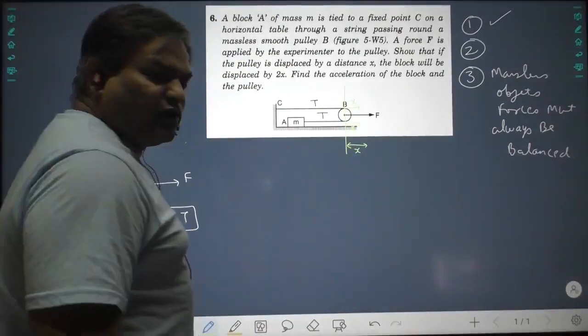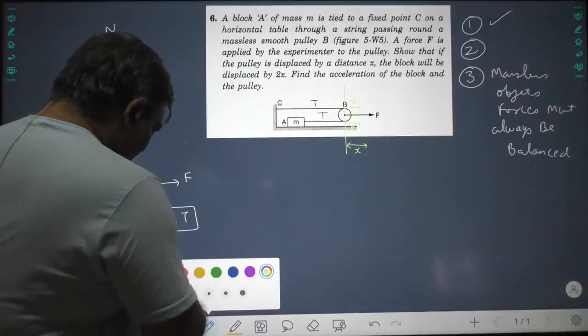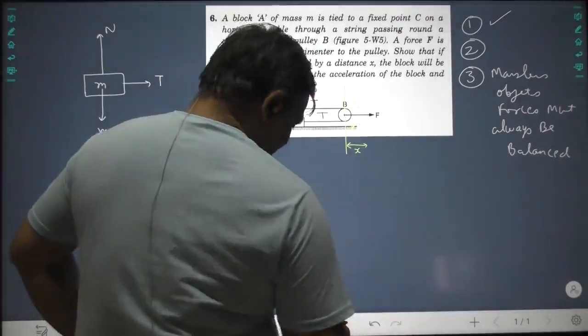Both above and below. Is this green color visible? No, it is not visible. Just wait.